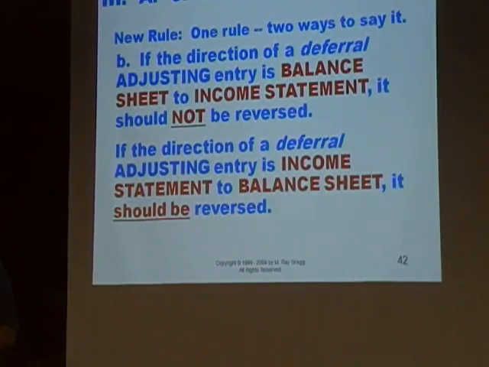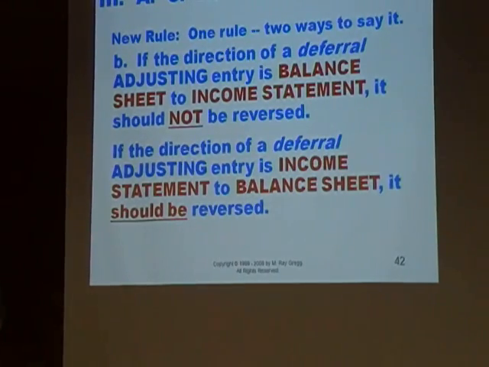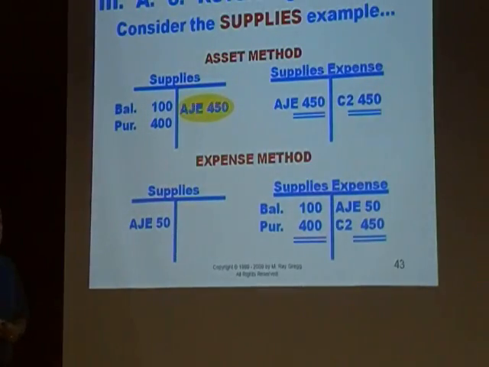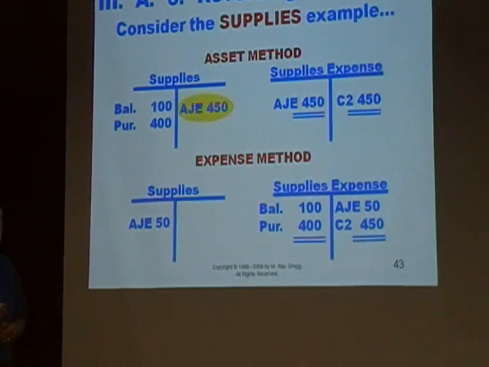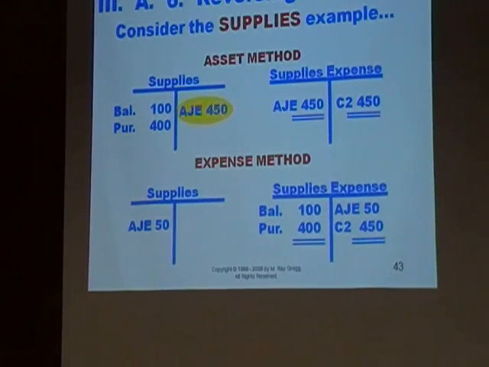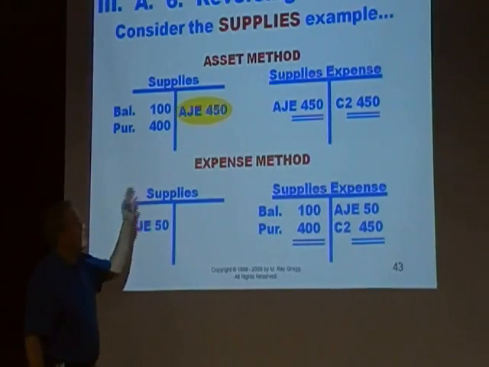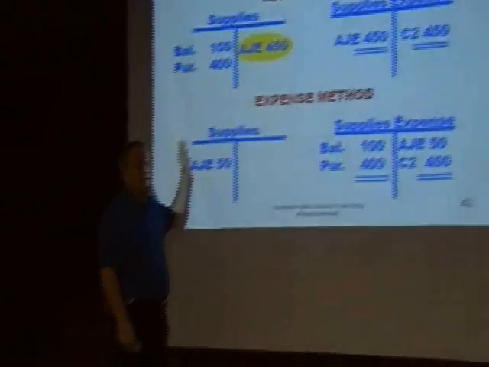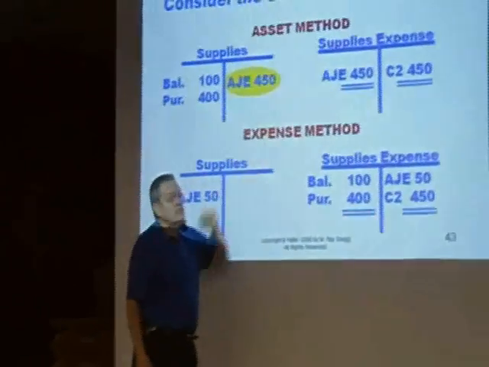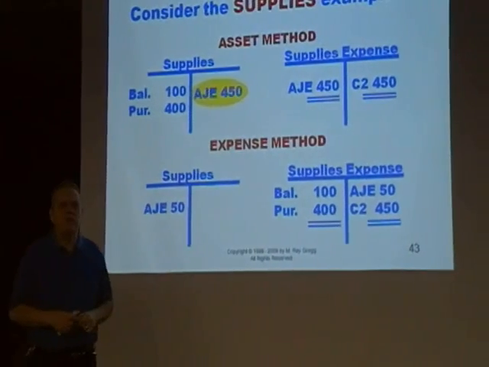Let's see if we can find an opportunity to apply it. Which one of these needs to be reversed? You need to help me. It's all about applying that important part of the rule, creating the balance in a balance sheet account. We've got to know which of these accounts is balance sheet. Is supplies or supplies expense the account that goes on the balance sheet?